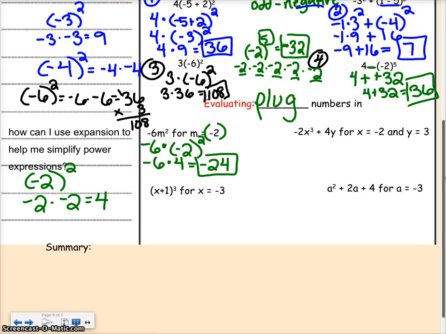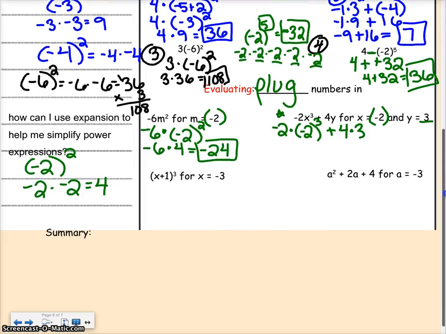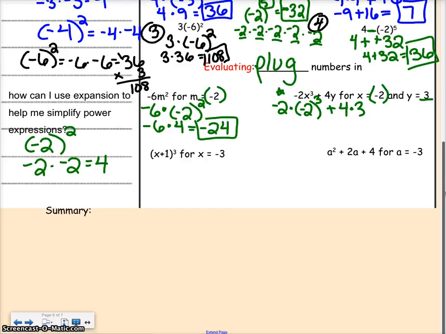All right, next one. I'm working on this one next. X is negative 2, y is 3. Since x is a negative, I put parentheses there. And this is going to turn into negative 2 times negative 2 cubed. Notice it's inside parentheses, plus 4 times y, which is 3. Order of operations is to deal with my exponents first. So I'm going to figure out what negative 2 cubed is. It's inside parentheses, so that tells me it's going to travel along. So negative 2 cubed is equal to negative 2 times negative 2 times negative 2.